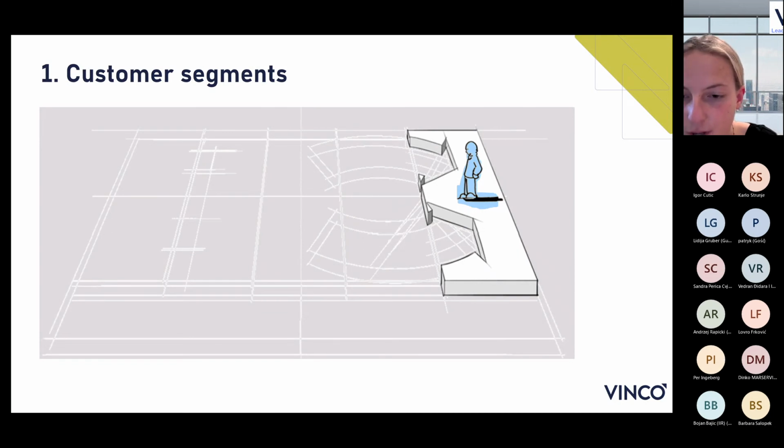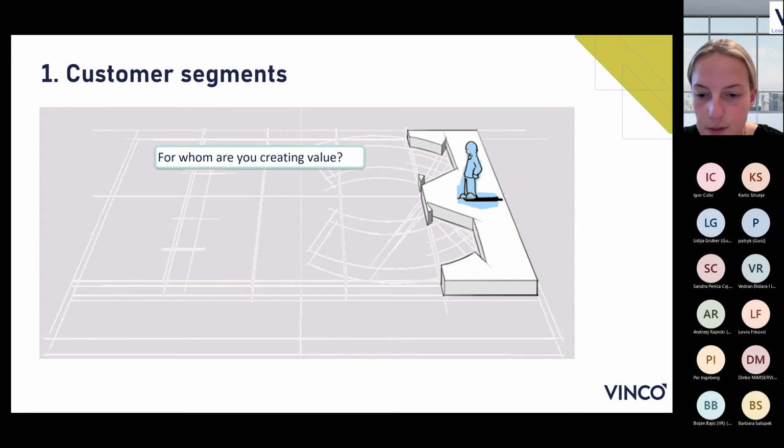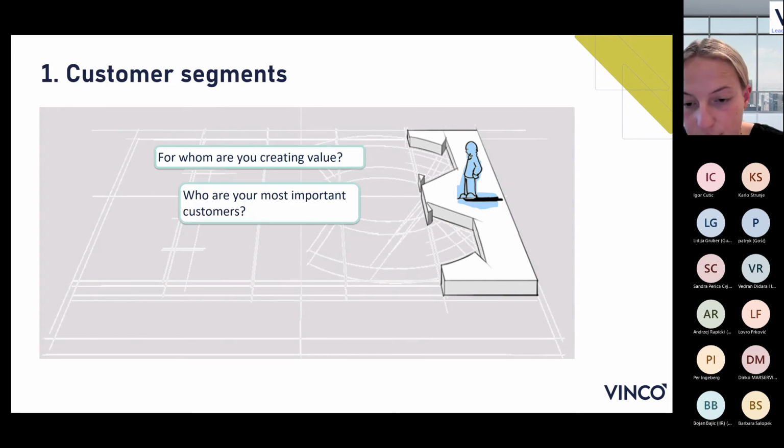So the customer segment building block defines the different groups of people or organizations an enterprise aims to reach and serve. Customers are the heart of any business model, and without customers, no company can survive for long. So in order to better satisfy customers, your company may group them into distinct segments with common needs, common behavior, or other attributes. There are different types of customer segments. I can give you some examples.